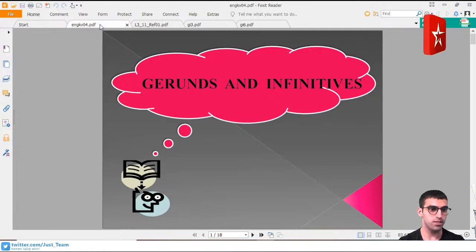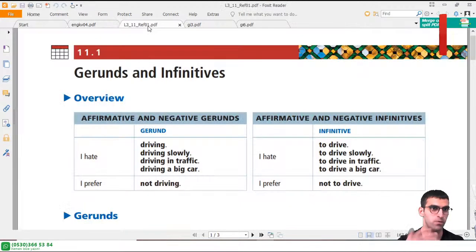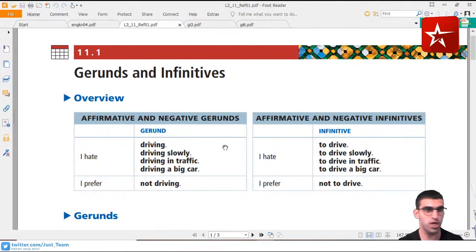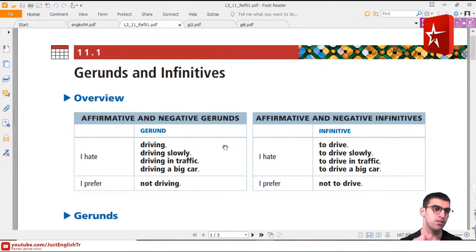Okay guys, let me revise what we have learned so far, like affirmative and negative gerunds. For example, as you see, I hate driving, I hate driving slowly, I hate driving in traffic, I hate driving a big car. Oh, I prefer not driving. Like the negative form of the gerund, we add not before the gerund.